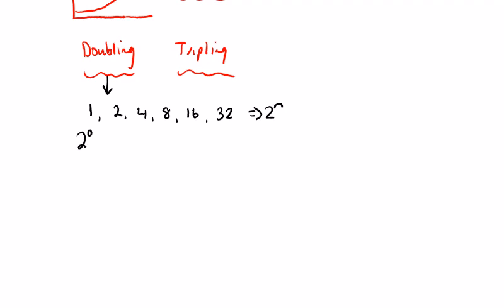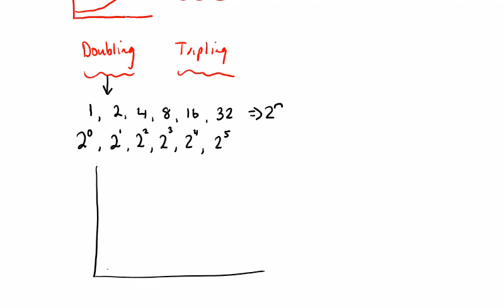2 to the power of 0 is equal to 1. 2 to the power of 1 is equal to 2. 2 squared is equal to 4. 2 cubed is equal to 8. 2 to the power of 4 is equal to 16. And 2 to the power of 5 is equal to 32.